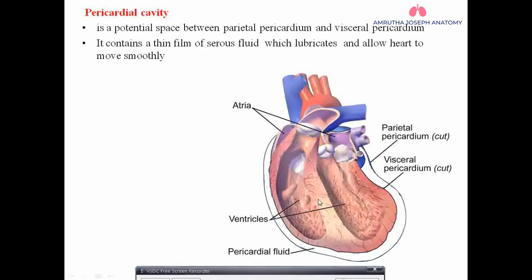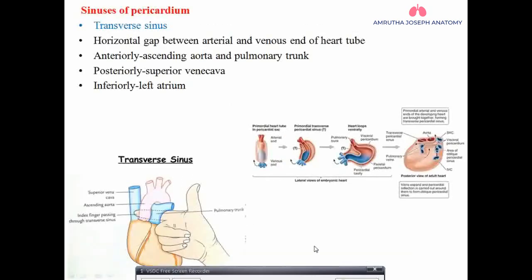Heart has to contract and relax. So free movements are allowed by lubricating fluid which is produced here in the pericardium, the pericardial fluid. And there are some gaps in the pericardium. There are two gaps, the transverse sinus we call it as, and oblique sinus. Now, transverse sinus is a horizontal gap between arterial and venous end of heart tube.